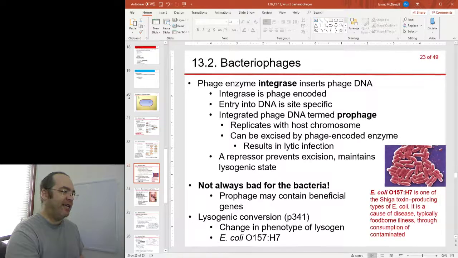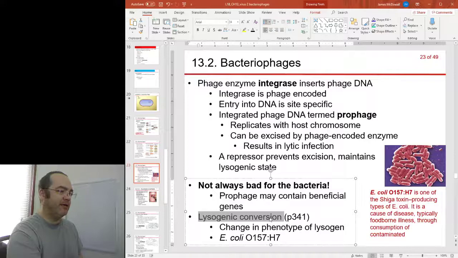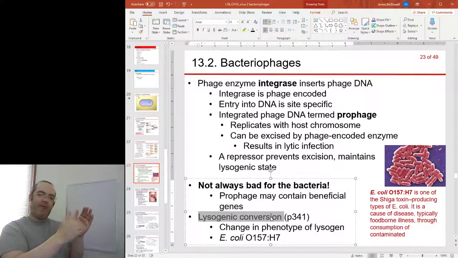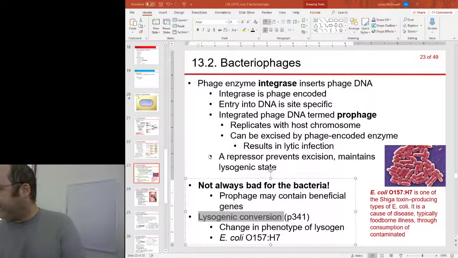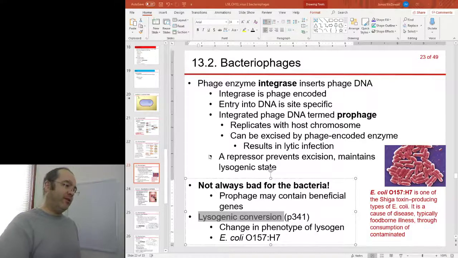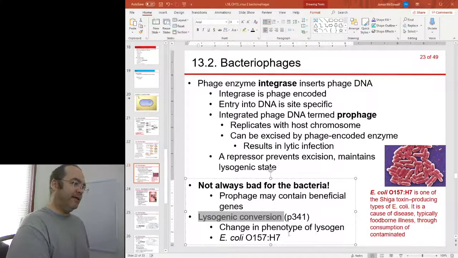When a bacteria is altered by the genes that are brought into it by a bacteriophage, that's known as lysogenic conversion. There are some examples of organisms that get converted on page 341 in the table there at the top. So one example is E.